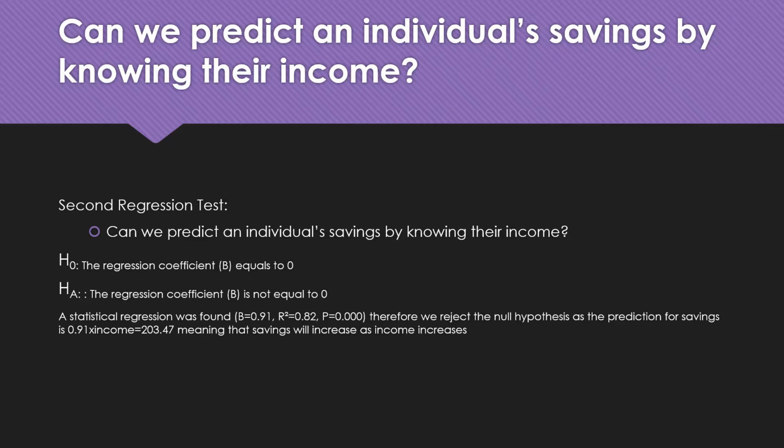The second regression test that we are looking at is, can we predict an individual's savings by knowing their income? The null hypothesis states that the regression coefficient equals 0, and the alternative hypothesis states that the regression coefficient is not equal to 0. Here, a statistically significant regression was found. Therefore, we reject the null hypothesis as a prediction for savings, meaning that savings will increase as income increases.